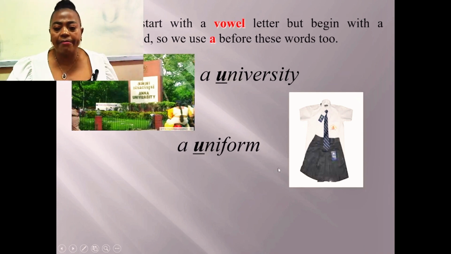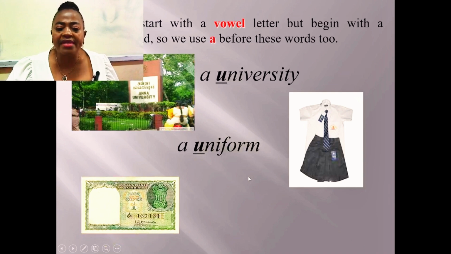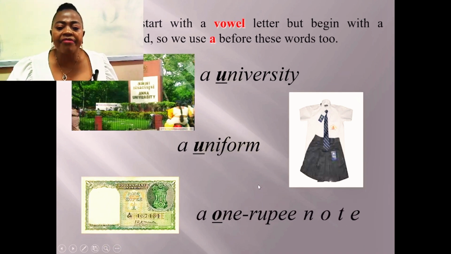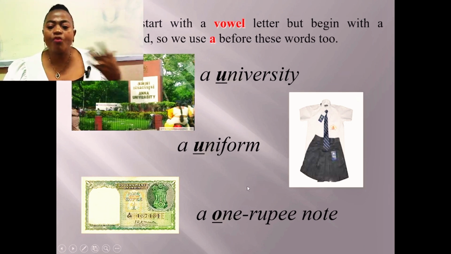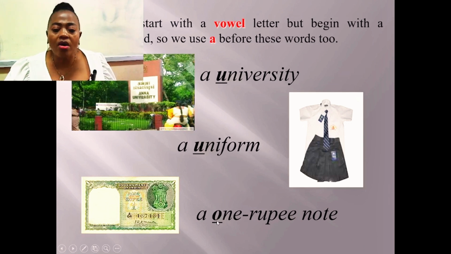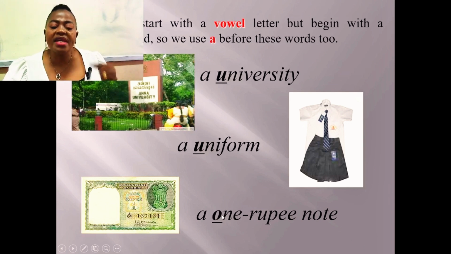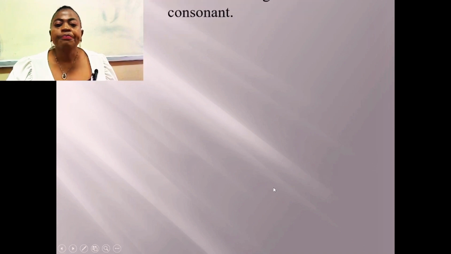A uniform. You see, we also have uniform. It starts with U, which is a vowel letter, but it is not a vowel sound. So you must use A for it. And you also have a one-rupee note or a one-tie bar. If you want to use that, you realize that one, even though it is spelled with an O letter, has the W sound from the beginning, so you use A. Are we okay with that?